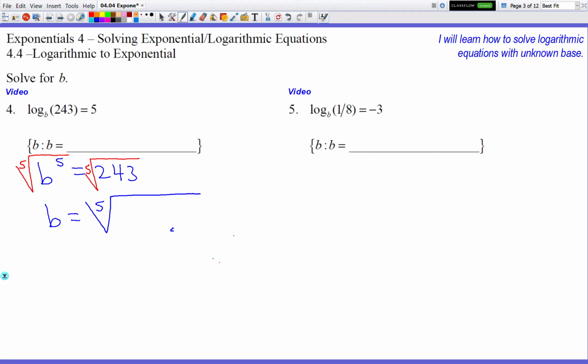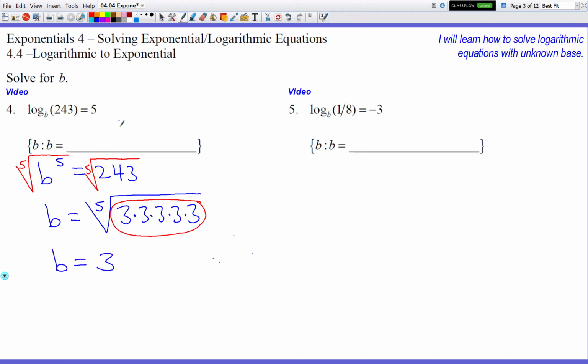I think I recognize that number as the result of 1, 2, 3, 4, 5 threes all multiplied together. Okay, so since 243 is the result of 5 threes all multiplied together, we can circle the 5 threes, and because they have 5 threes that match, they get to go outside. And my final answer for this problem is 3.